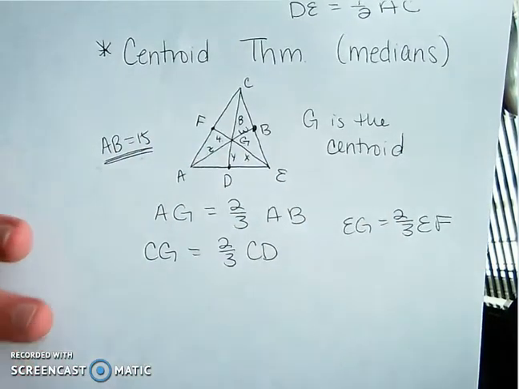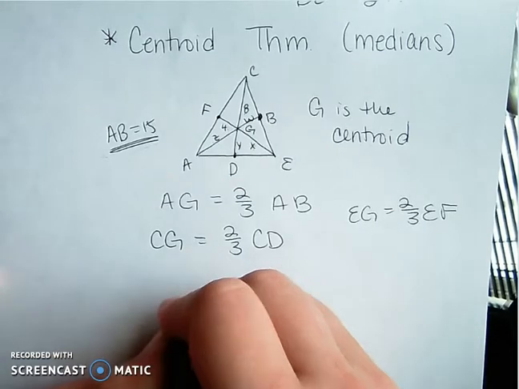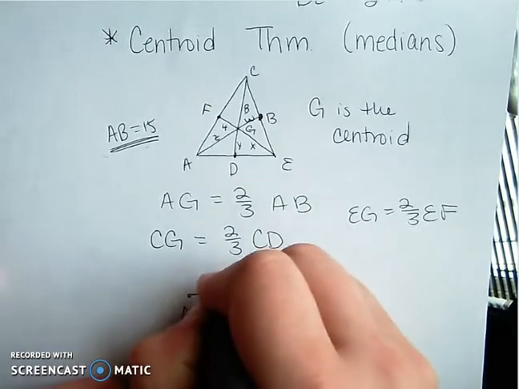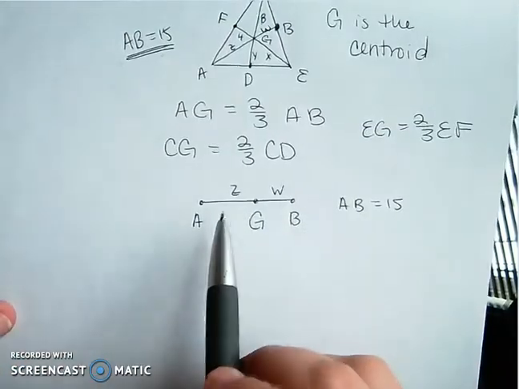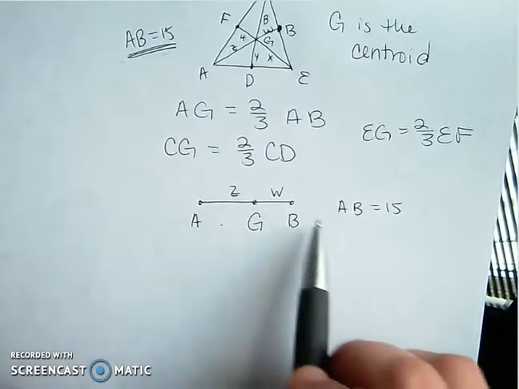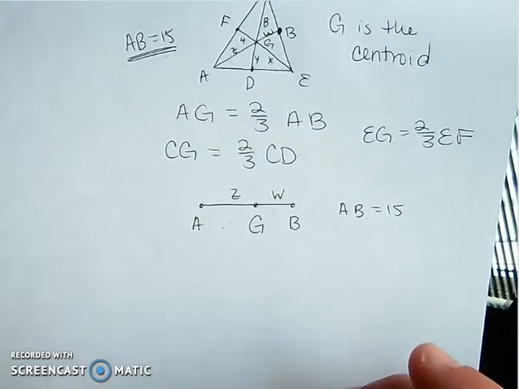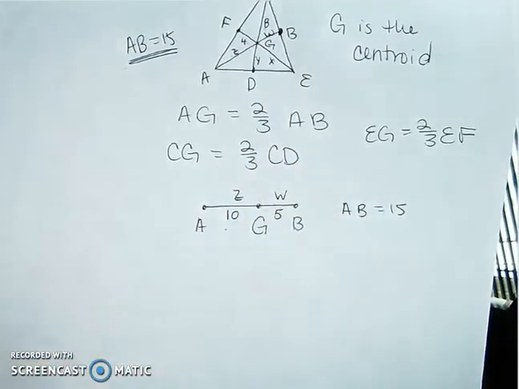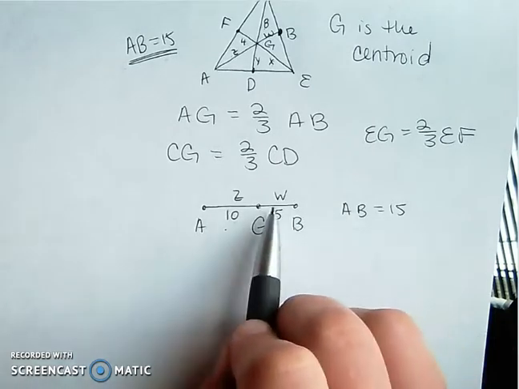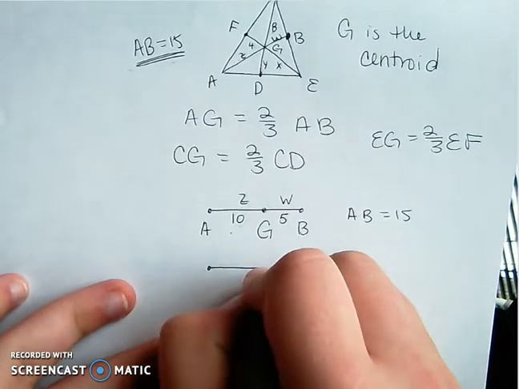So first off, if I look at my W and my Z, I have this picture here of A, G, B, Z, W, and AB is 15. What I know is this is 2/3 of the whole thing, and this would be 1/3. So if I broke 15 down into 3 parts, because it's in thirds, that would be 5. So this piece has to be 10, and this piece has to be 5, because 2/3 of 15 is 10, and 1/3 is 5. Then looking at my next variable, let's just look at X. I have E, G, F.